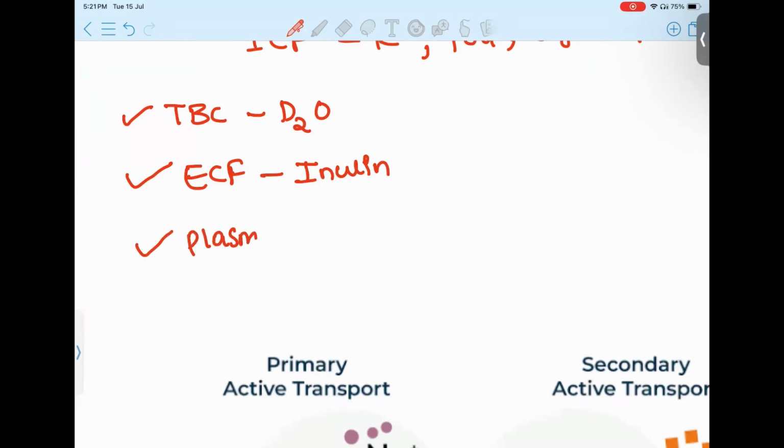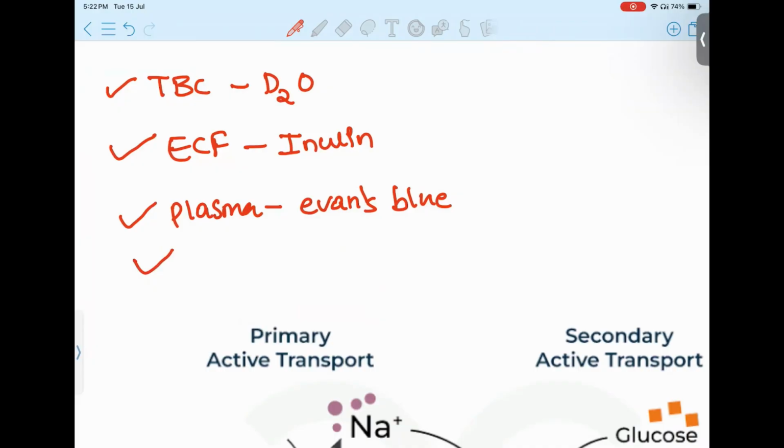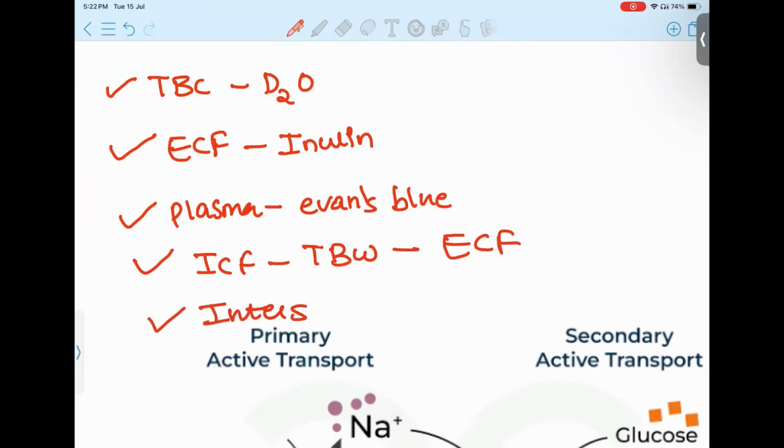So how can you calculate the plasma? Using the Evans blue dye. The Evans blue dye will help you estimate how much plasma is present. So how to calculate the ICF? If you want to calculate the ICF, you have to calculate total body water minus ECF. If you want to calculate the interstitial fluid, you have to calculate ECF minus plasma. So this is how we can calculate.